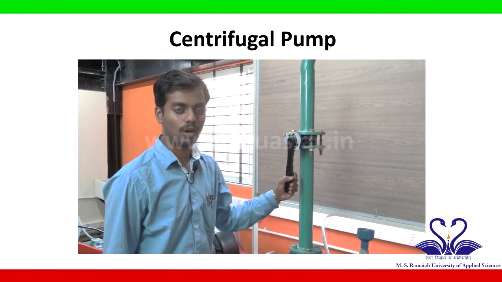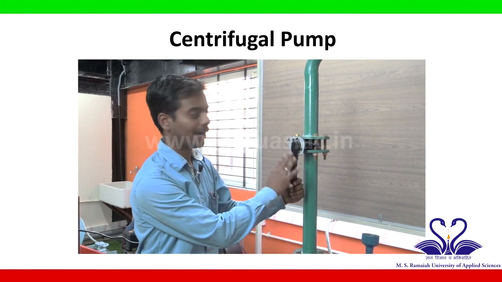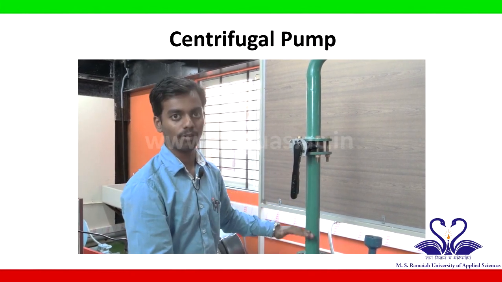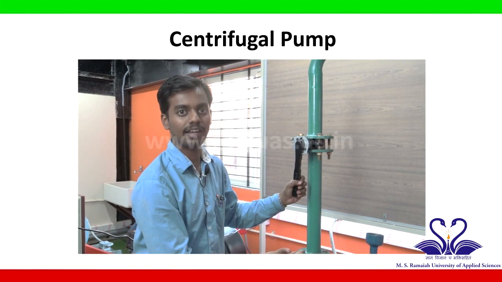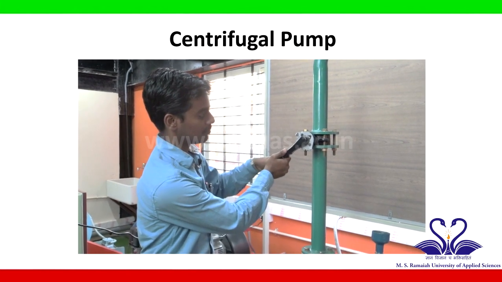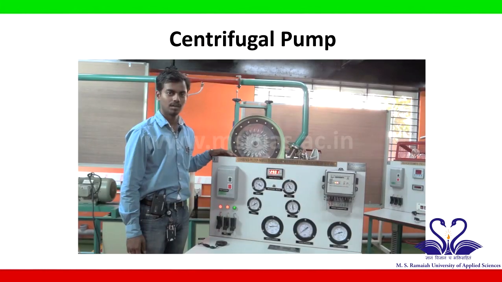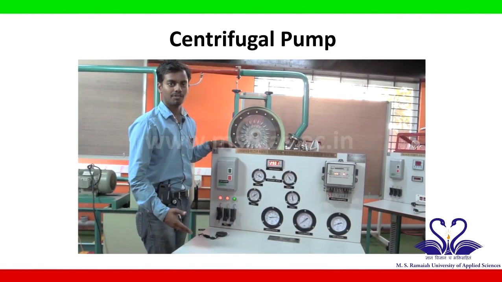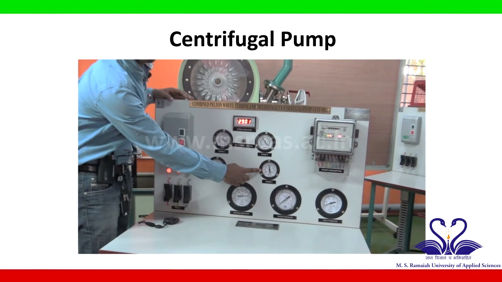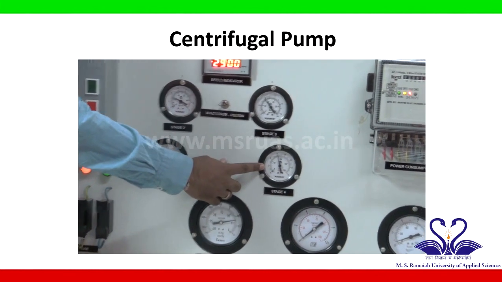The second trial of the experiment is taken by closing the delivery valve. By doing so, we create an increased head upstream of the valve, and then further readings can be taken on the indication panel. By closing the discharge valve, we have created an increased head which can be seen at the stage 4 pressure. The stage 4 pressure is indicating around 6.2 kg per centimeter square.